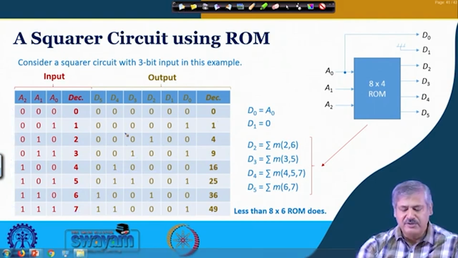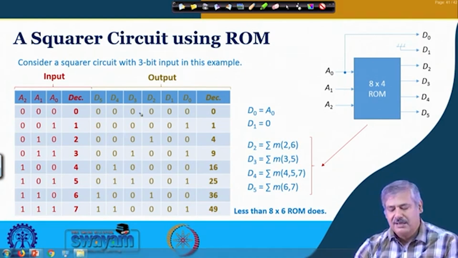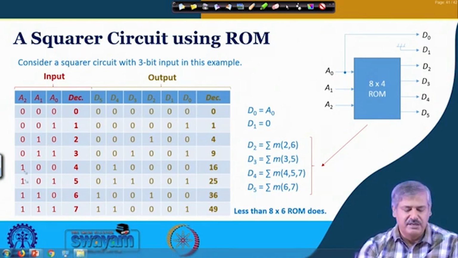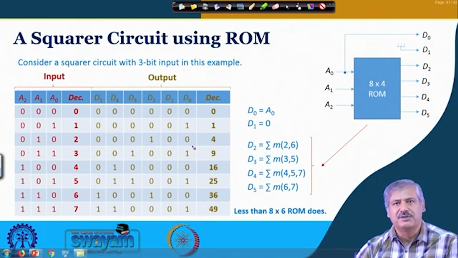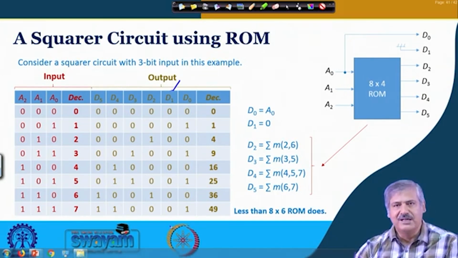So, this becomes a kind of lookup table, that if this is the input, the corresponding output should be like this. If you just look at it and try to realize it using a ROM, then you may think that I need an 8 cross 6 ROM, because there are 8 inputs and 6 outputs. But if you look at it closely, then perhaps you can see that you can do with a smaller sized ROM as well, okay. How? You can see that D1 is always 0, okay.